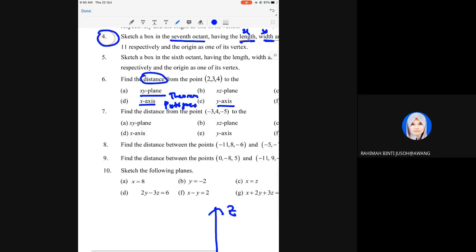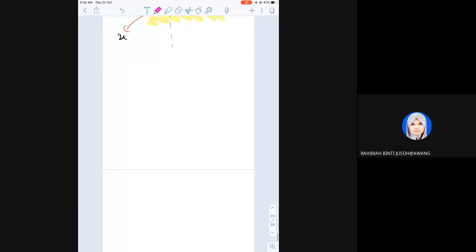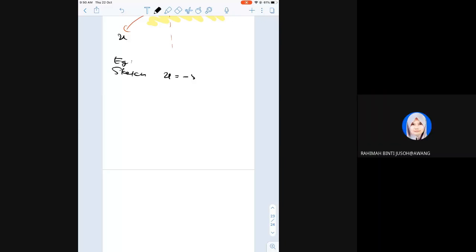Okay. So, saya nak fokus kepada soalan nombor 10. Ini selalu keluar test ni. I will focus on question number 10, but I will teach you in general first. Sketch. Ni example. Let's say I give you X equals to -5 in 1 dimension, 2 dimension and 3 dimension. Okay, so solution. Number 1, 1 dimension. 1 dimension, X equals to -5 is a point.